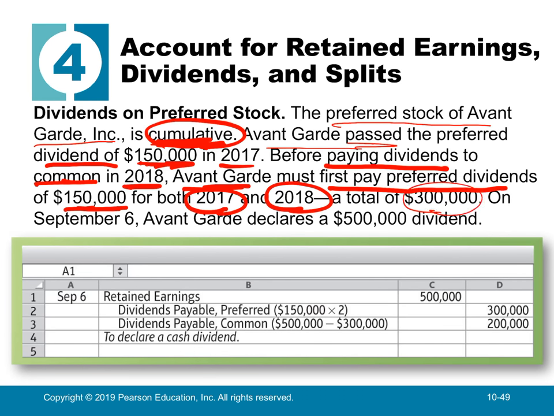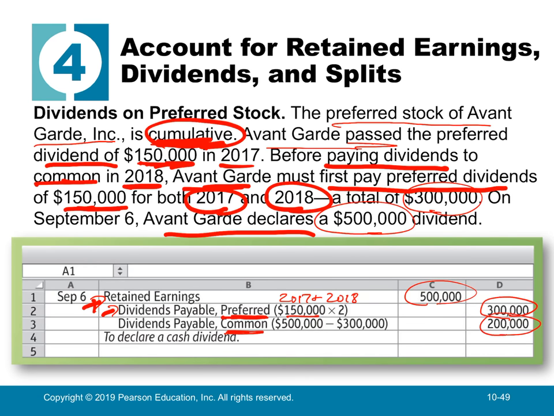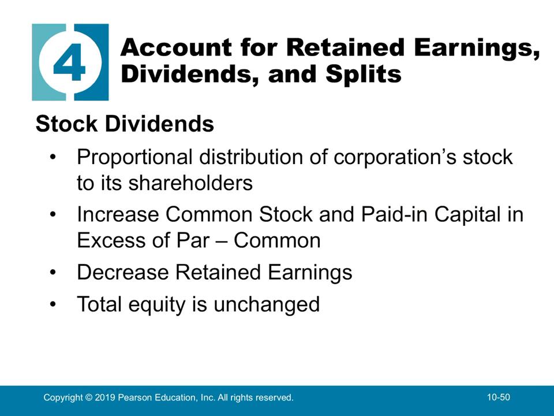So $300,000 must first get paid to preferred shareholders, and then everything else can go to common. So if they declare a $500,000 dividend, they're going to decrease retained earnings by $500,000. And first, they're going to have to pay $300,000 to preferred shareholders, $150,000 for 2017, and $150,000 for 2018. And then whatever's left over can go to common, the other $200,000. So that's what happens when they declare a cash dividend.